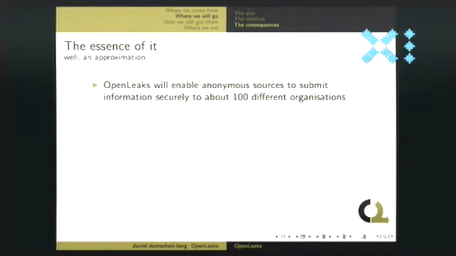We're not building some super exclusive community here, but we are actually trying to build something that is as open as possible. So the essence of what we are aiming at is that we will enable anonymous sources to submit information to about 100 different organizations. That is, let's say, the maximum scalability that we can see today. Maybe when we go on with development, this turns out to be wrong and it has to be corrected upwards or downwards, but at the moment this is what it looks like.